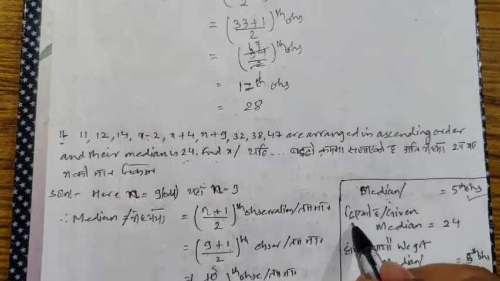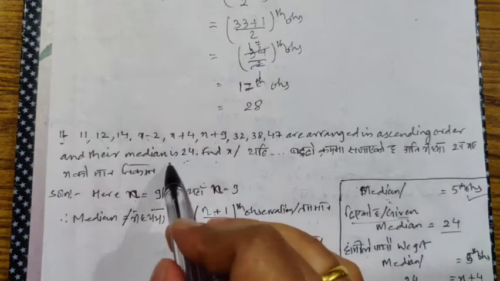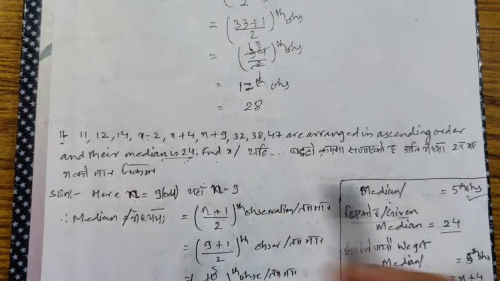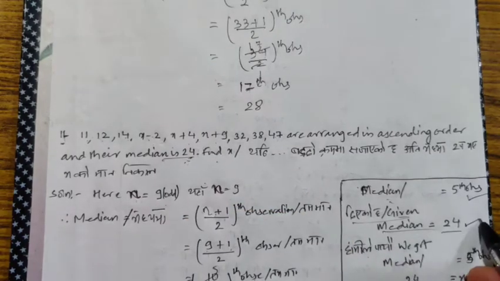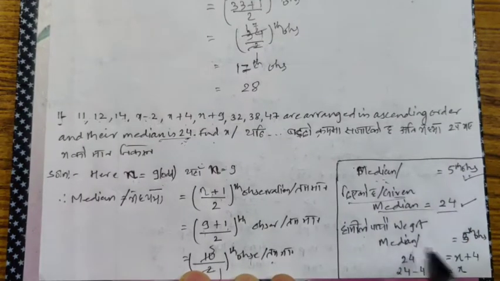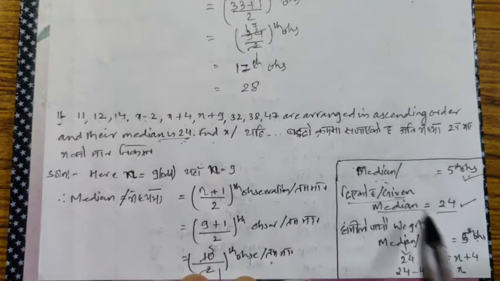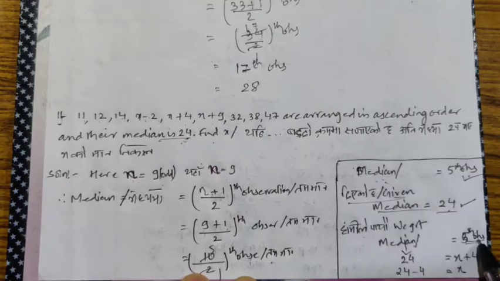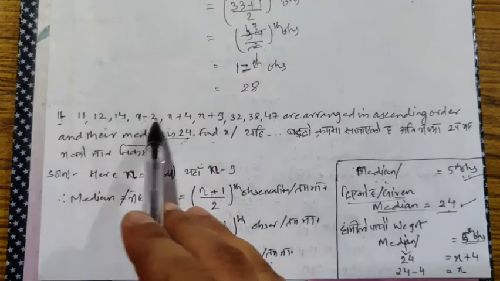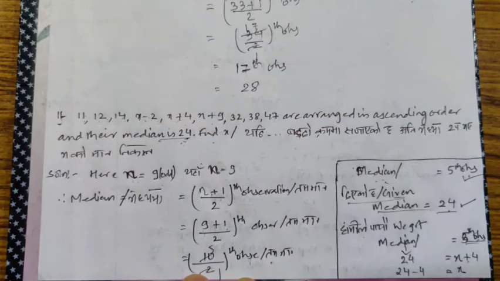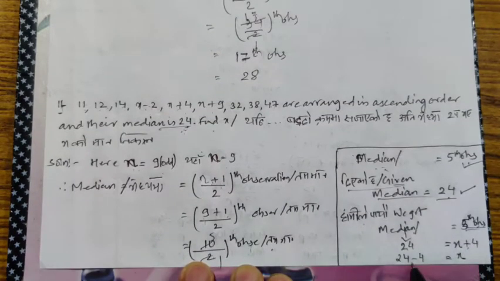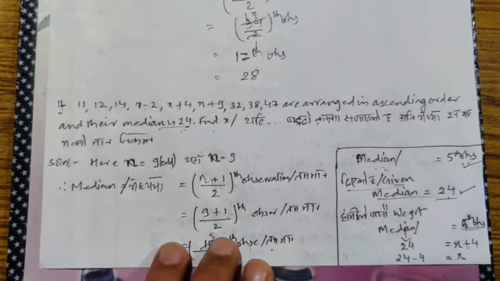Okay. So also given median is 24. If you check the question, median is how much? 24. And your median should be the 5th observation. So we know median is the 5th observation. The value of median is given to us. Median is how much? 24. So I'll have 24 out here. And what is your 5th observation? 1, 2, 3, 4, 5: x plus 4. Now bring this 4 this side. 24 minus 4 equals x. So 24 minus 4 is 20. 20 equals x. That's the answer.